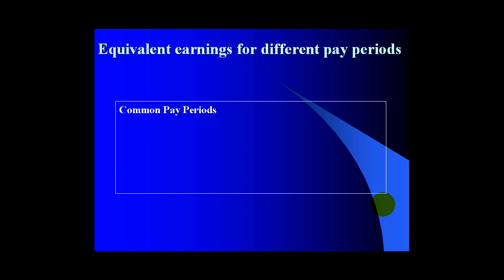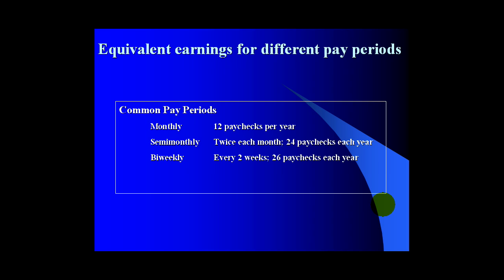Equivalent earnings for different pay periods. In the chart below, we'll take a look at the common pay periods. We have monthly, which are 12 paychecks per year; semi-monthly, twice each month or 24 paychecks each year; bi-weekly, every 2 weeks, which approximates to 26 paychecks per year; and weekly, 52 paychecks per year.